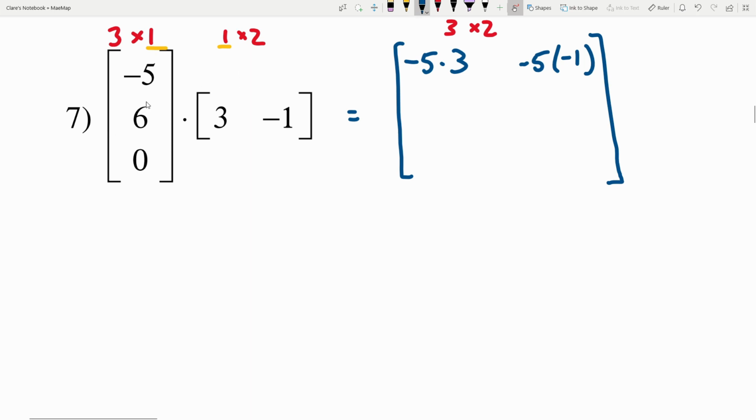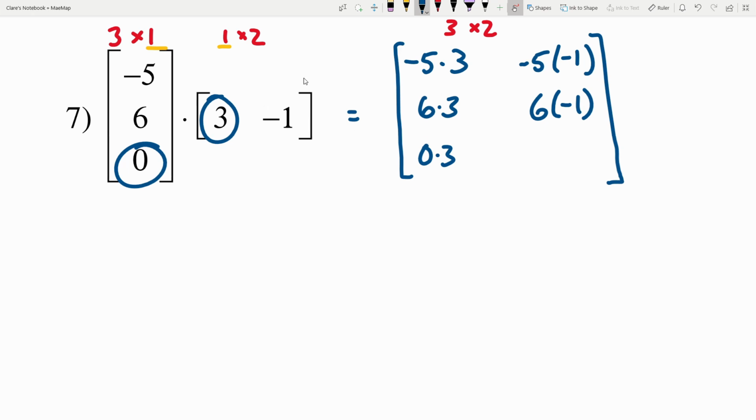Now, working on my second row, I'll do second row with first column. That's going to be 6 times 3. And then I'll do second row with second column. That's going to be 6 times negative 1. And then lastly, for my third row, that's 0. Dot it with my first column in my second matrix, that's 0 times 3. And then I'll do the same thing, dotting 0 with negative 1 for 0 times negative 1. And you can see that I will indeed get a 3 by 2.